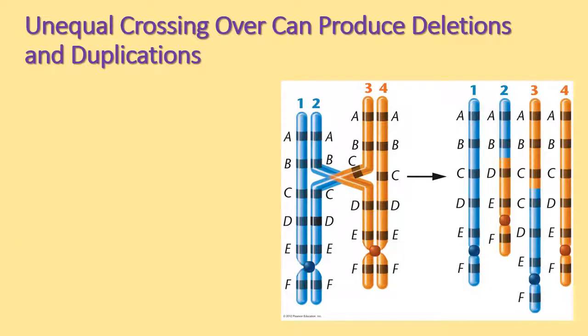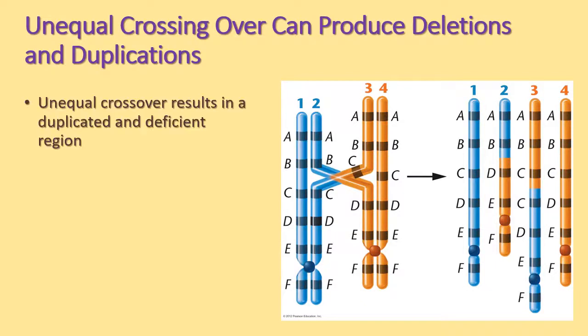So this is showing you how, if you have unequal crossing over occur here, instead of the crossover occurring in the exact same region, it's occurring here between B and C on the blue chromosome and C and D on the orange chromosome. And so in the process, you end up with a duplication.